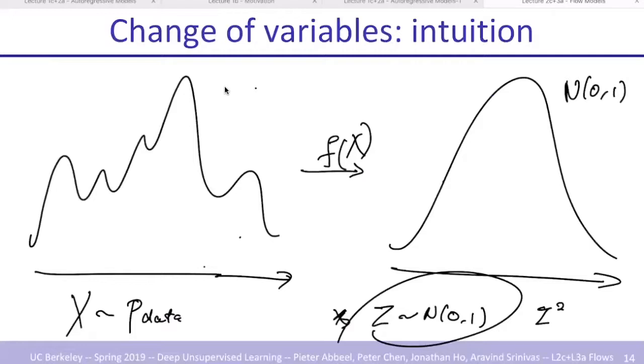Just some very simple distribution, okay? So that is the key idea of normalizing flow. And we're going to see what kind of problems normalizing flows surface. So let's think about the big picture first.